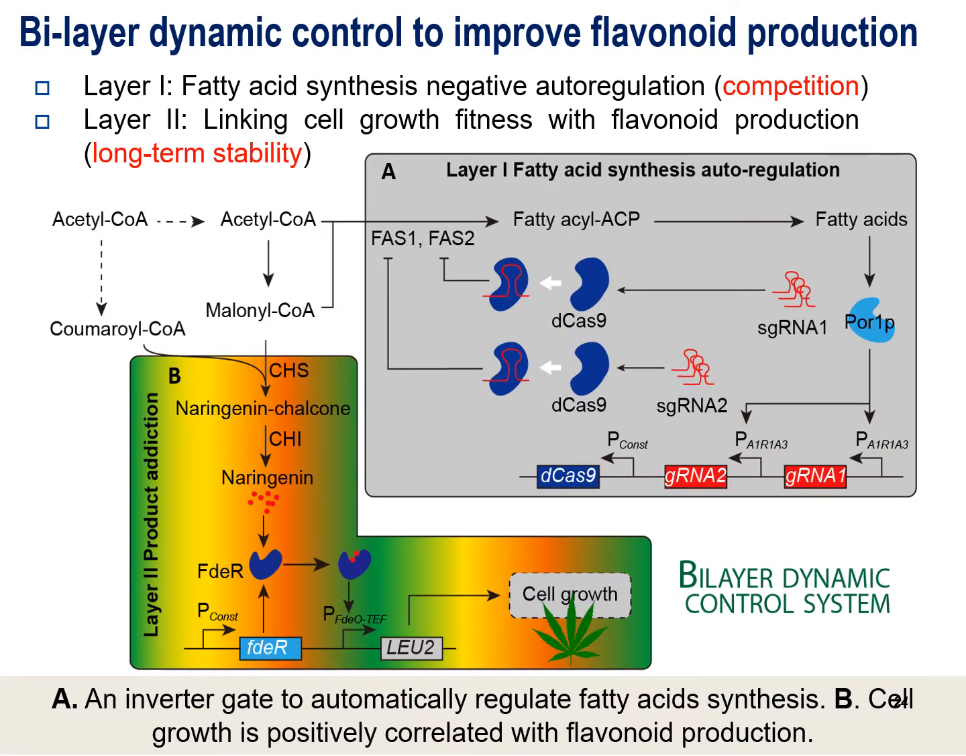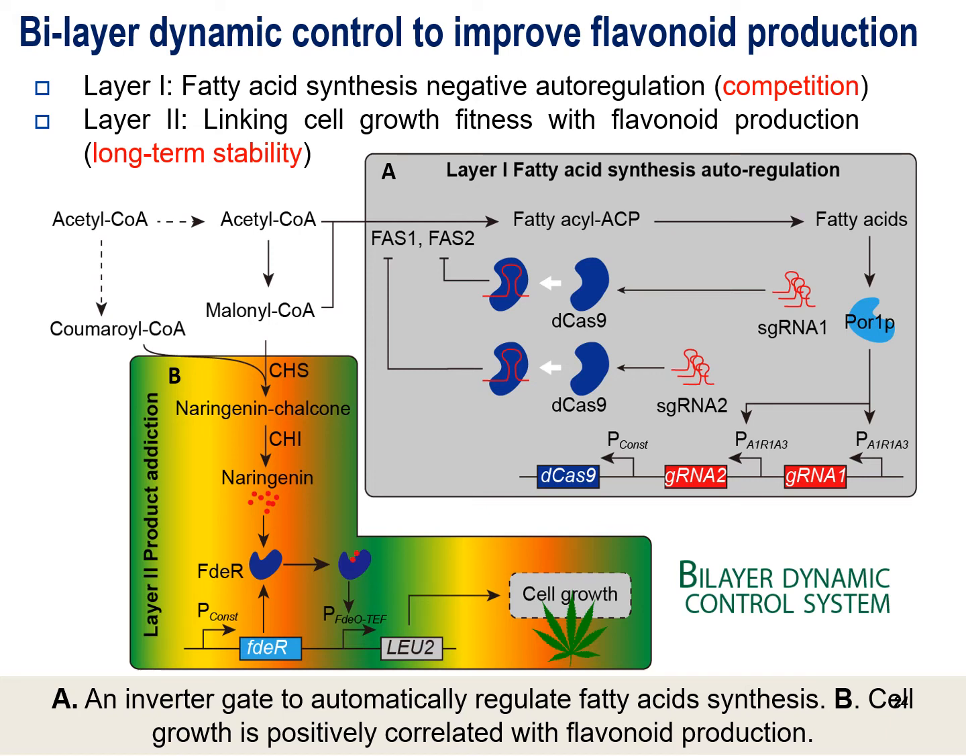To solve the challenge, we have designed and engineered a bilayer dynamic control system to mitigate the carbon flux competition. At the same time, we try to stabilize the long-term strain performance. For example, here in layer 1, which corresponds to the upper left panel of the box, we use the negative autoregulation circuits.